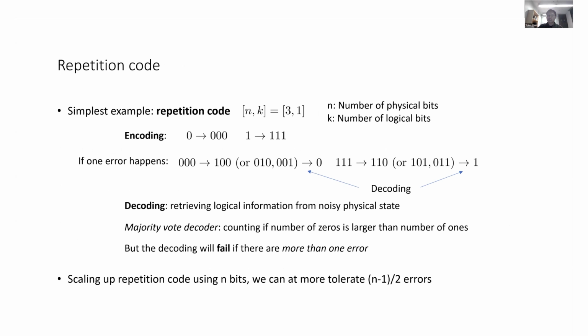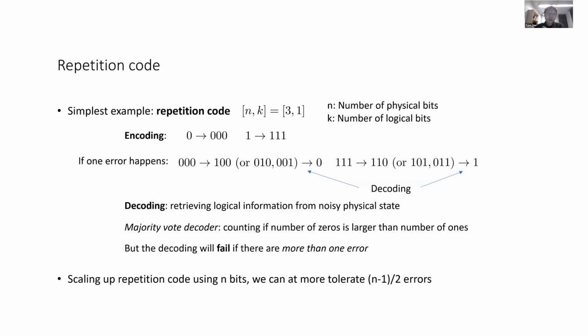And then I will tell you a very, very simple example of how error correction might work. The simple example is called repetition code. A code can be characterized by two numbers, n and k. n is the number of physical bits, and k is the number of logical bits. Here I have chosen to embed one logical bit into three physical bits. So the encoding is: if you want to store 0, you make 3 zeros. If you want to store 1, you make 3 ones.